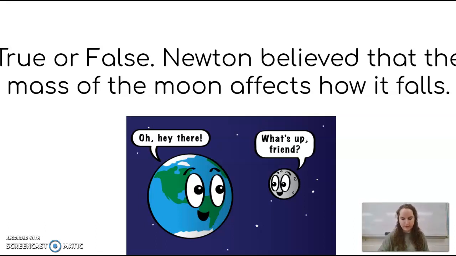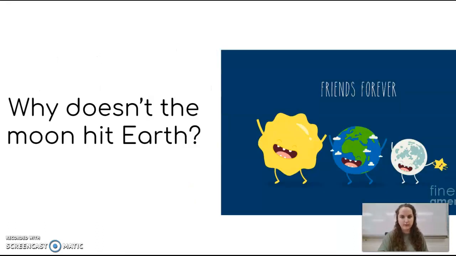Newton did not believe that the mass of the moon affects how it falls. So why doesn't the moon hit the Earth? And you should have some type of answer like this. Okay, so why doesn't the moon hit the Earth? The moon is actually falling toward the Earth, but it has a great enough tangential velocity to avoid hitting Earth.